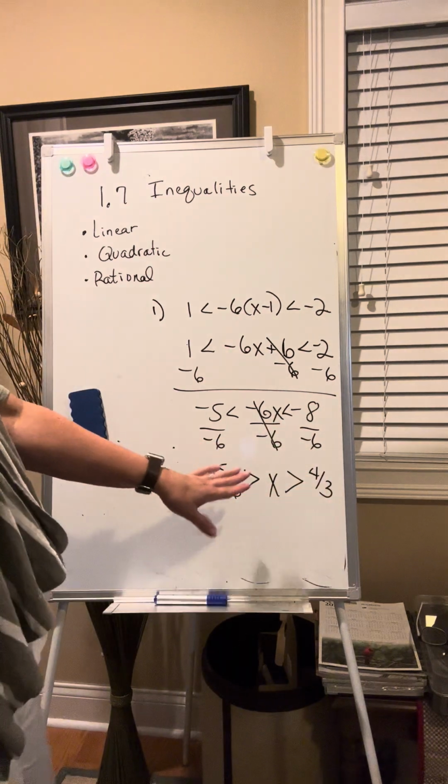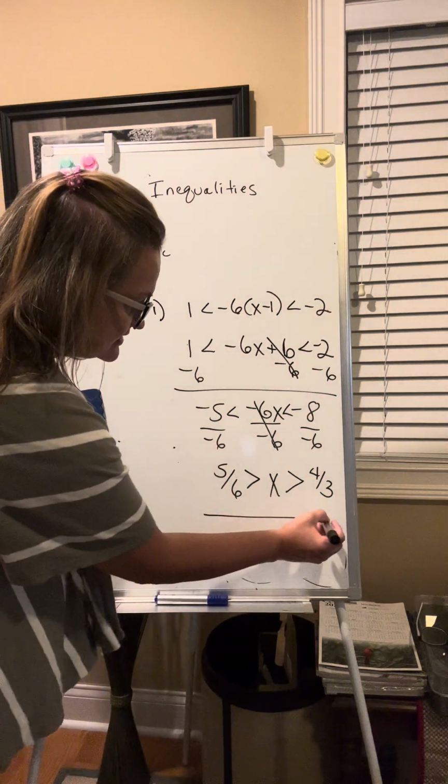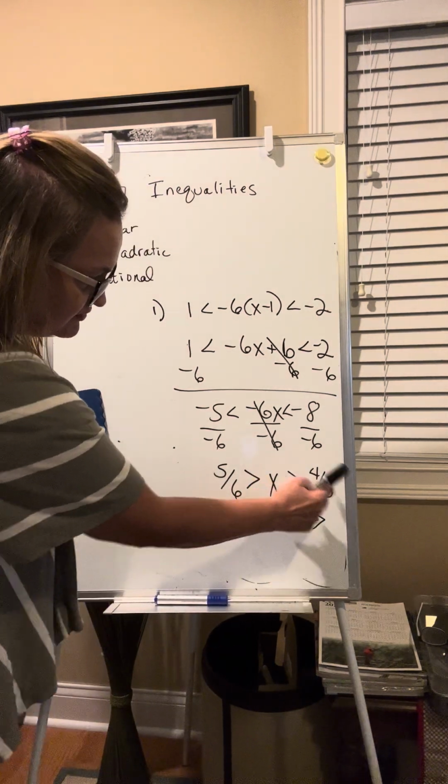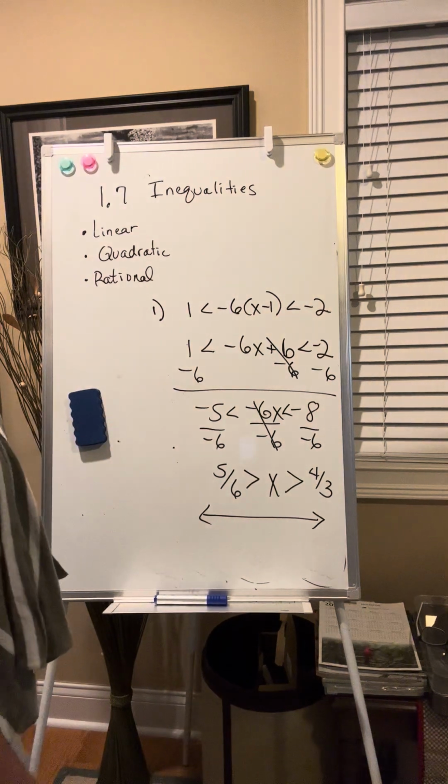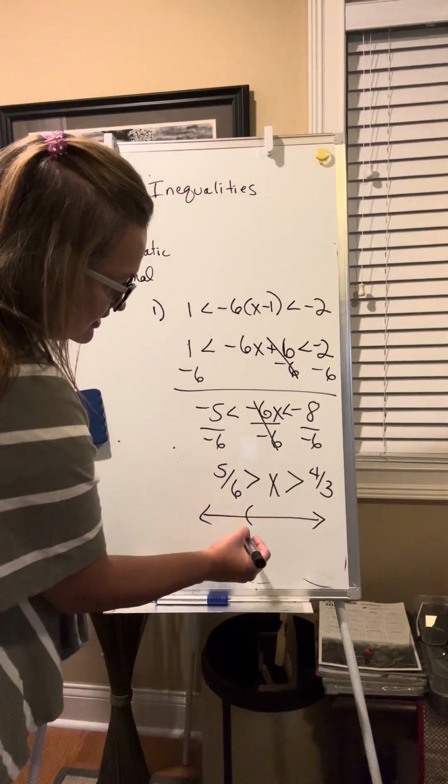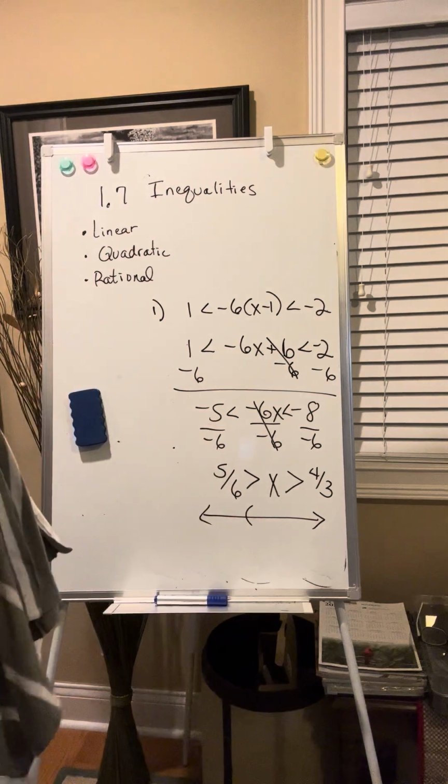So once again, a closed interval. This is saying x is between. It's greater than 4/3, but it is less than 5/6. So that puts it in a closed interval between those two values.